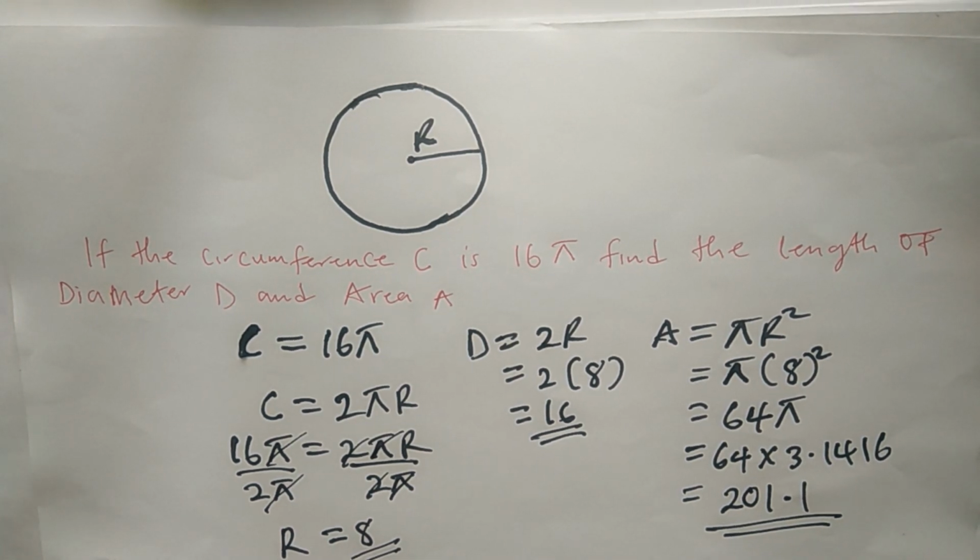So this is how we solve this particular problem. Next, let's look at a question involving squares. So if we have a square, and we have one of the sides to be 8, how do we find the perimeter and the area of this square?